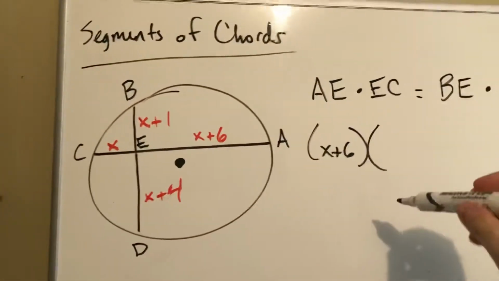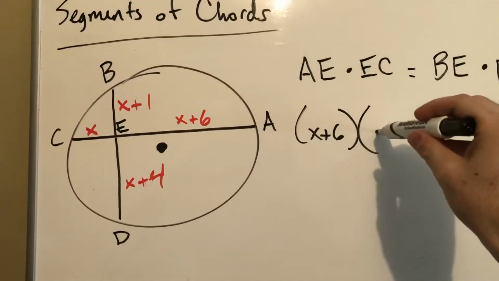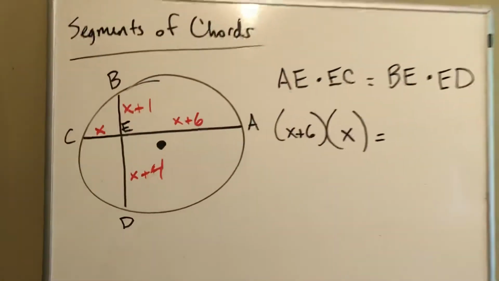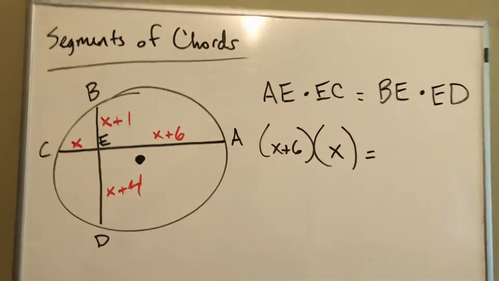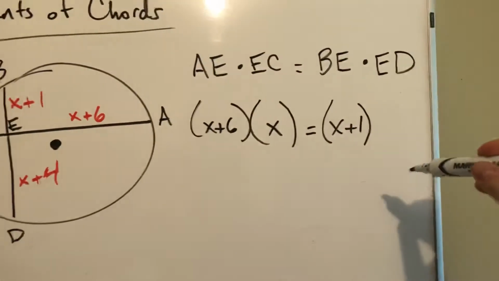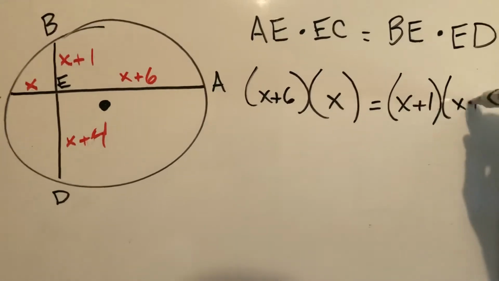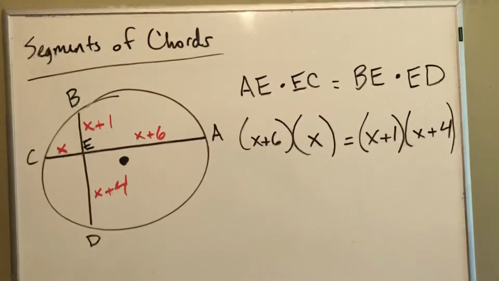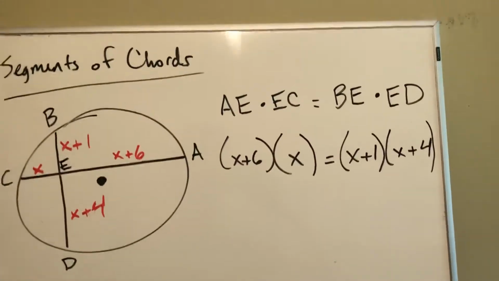This is an additional example in addition to the one that's already in your textbook on page 570. So we have x plus 6 times x. BE is given as x plus 1. And ED is given as x plus 4. All right, so we're going to have some foiling to do here. We're going to have some quadratic terms.